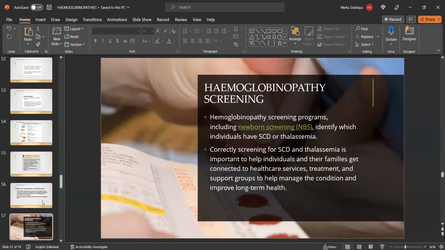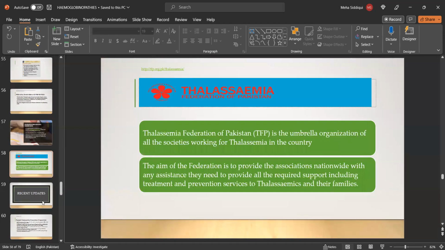Hemoglobinopathy screening. Hemoglobinopathy screening programs like newborn screening identify which individuals have sickle cell disease or thalassemia, and correctly screening for these hemoglobinopathies is important to help individuals and their families get connected to healthcare services, treatment, and support groups to help manage the condition and improve long-term health. So there is a Thalassemia Federation of Pakistan. It is the umbrella organization of all societies working for thalassemia in the country.